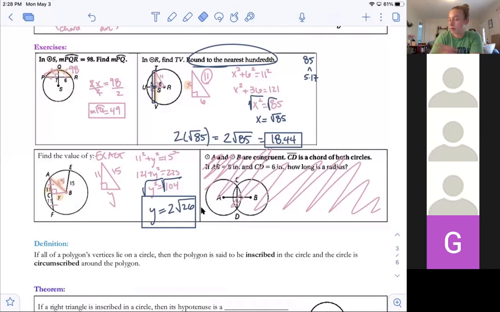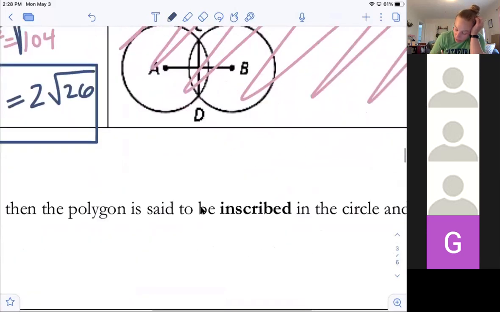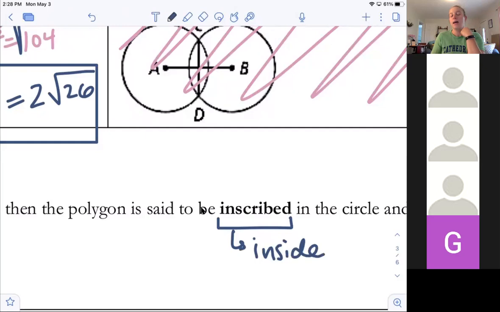So a polygon, remember, is a shape with many sides. It has vertices, or the corners. I like to think of them as the little corners of the shape. Then the polygon is said to be inscribed. I used this word last week, and I told you it's the same as inside. That polygon is inside the circle, where all of the points that are the vertices of that shape are on my circle. And then we talk about the circle being circumscribed about.